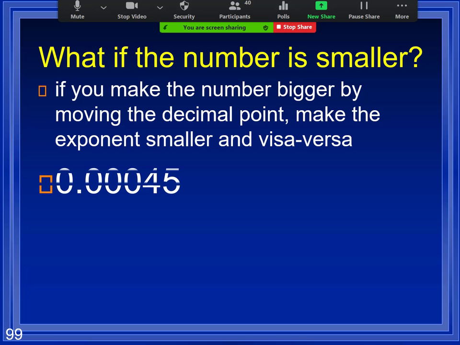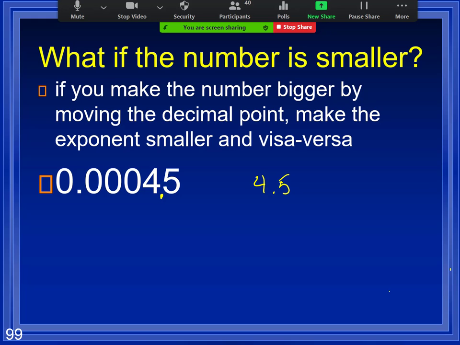So if I gave you this number, 0.00045, to make this a number between 1 and 10, there's only one place that I can put a decimal place. It's got to be 4.5.